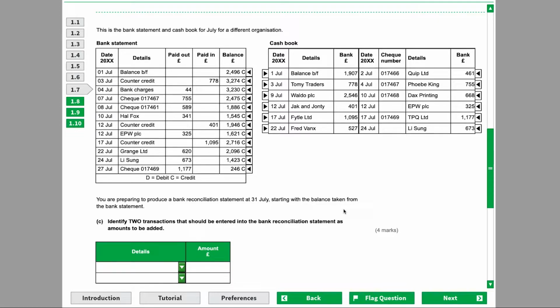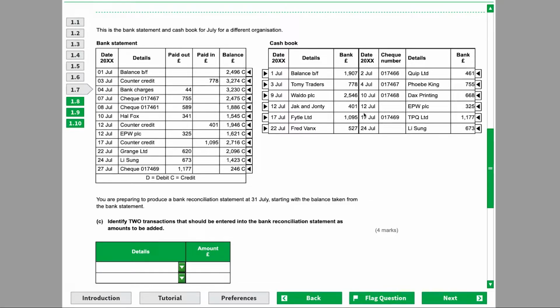So this is a bank statement and cash book for July for a different organisation. This is an entirely new question, and we see that we've been given the bank statement on the left here and a cash book on the right hand side here. You are preparing to produce a bank reconciliation statement at the 31st of July, starting with the balance taken from the bank statement. Identify two transactions that should be entered into the bank reconciliation statement as amounts to be added.